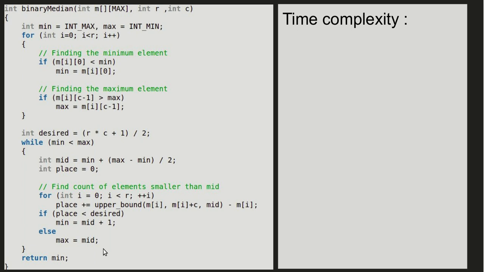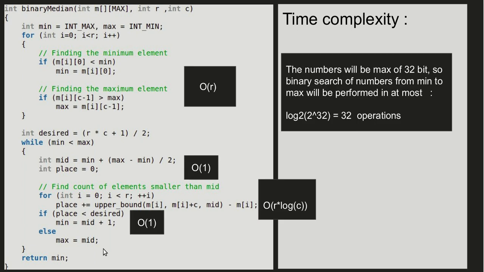Coming on to time complexity for this code, this first loop takes big O of R time. Then inside the second loop, these initial steps take big O of 1 time, then there is a loop for R times, and in each iteration there is an upper bound function on an array of size C. So overall the time complexity for this would be big O of R into log C, because the time complexity for upper bound function is log of size of array, and then these steps take big O of 1 time. So overall all these steps take big O of R into log C time.